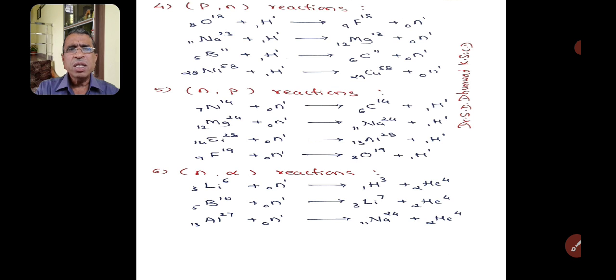Lithium 3,6 gives rise to tritium and an alpha particle. Boron 5,10 when it is hit by a neutron gives rise to lithium 3,7 and an alpha particle. Aluminium 13,27 when it is bombarded with a neutron gives rise to sodium 11,24 and an alpha particle. So students, you have to remember all these types of reactions and the examples.